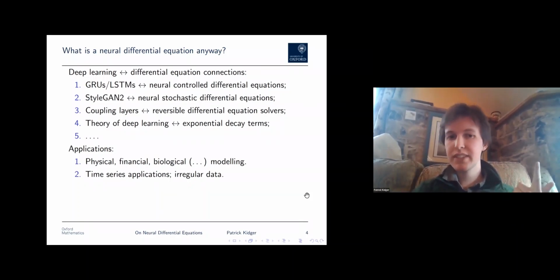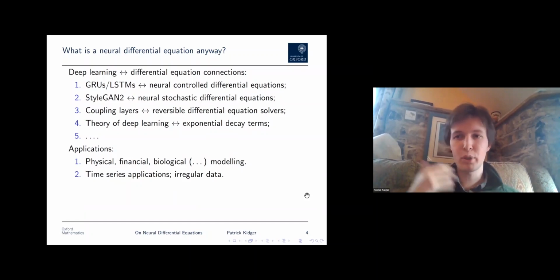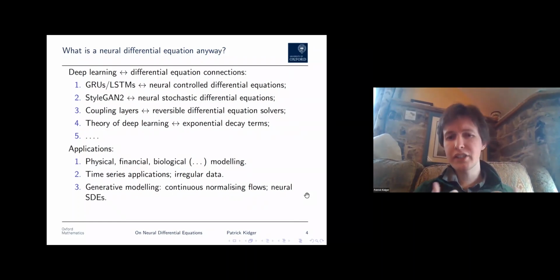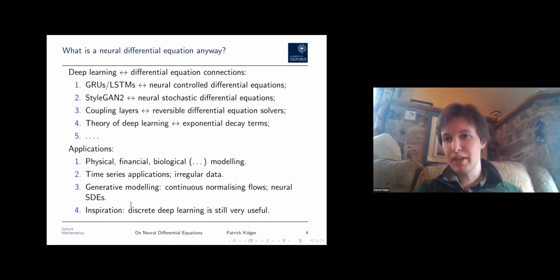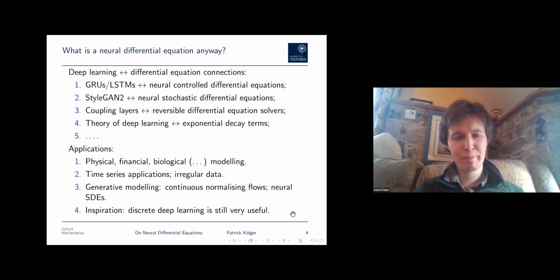If you look at things like time series, then this ubiquitously has irregular data. And how do you handle irregular data? Well, one really nice thing to do is to push that into continuous time. And I'll touch on that later too. Generative modeling, I'm going to be talking about neural SDEs a little bit later. It turns out that lots and lots of generative models are well inspired by SDEs. And finally, inspiration. Lots and lots of discrete deep learning is still very, very useful. It's not going anywhere because it's still very helpful. And we shouldn't feel bad about using a differential equation and then explicitly discretizing that and using that as inspiration.